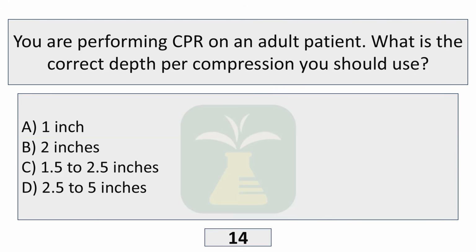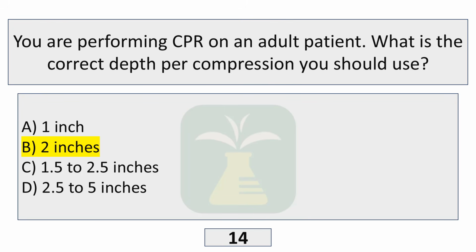You are performing CPR on an adult patient. What is the correct depth per compression you should use? A. 1 inch. B. 2 inches. C. 1.5 to 2.5 inches. D. 2.5 to 5 inches. Correct answer, B. 2 inches.